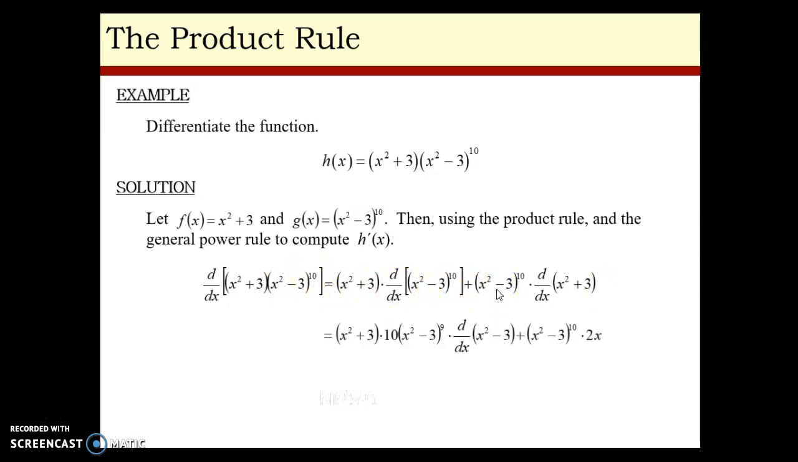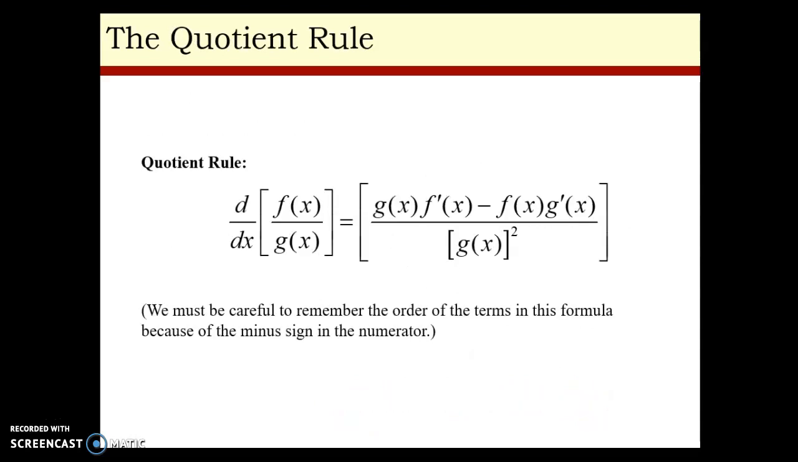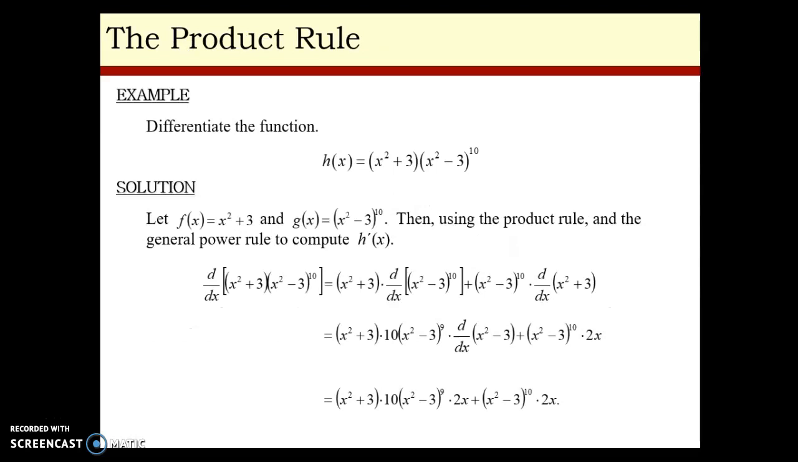Now we have to solve this. And when we solve this and we drop these, we're going to be left with this. And we have to continue to solve this using the product rule. We need to make sure to remember the order of the terms in this formula because the minus sign is in the numerator, and that can make a difference. When it's in there, that's going to be important. So that's the product rule.